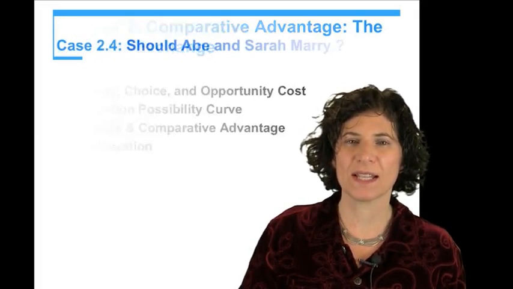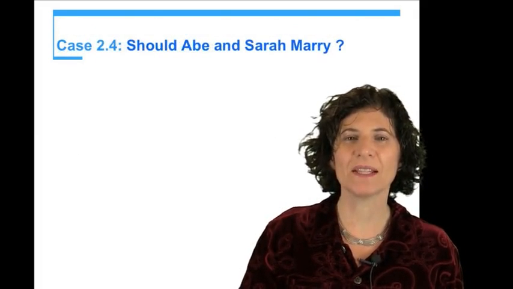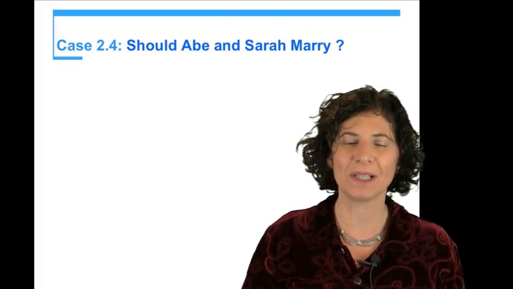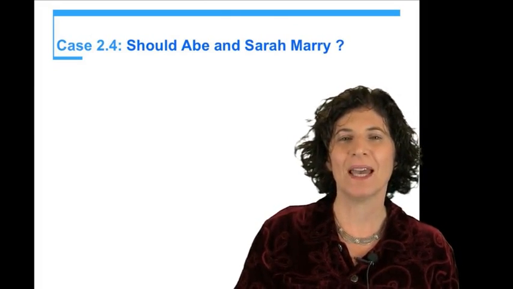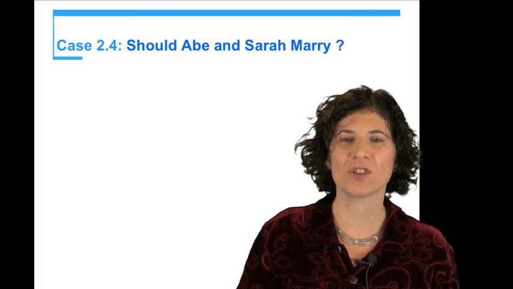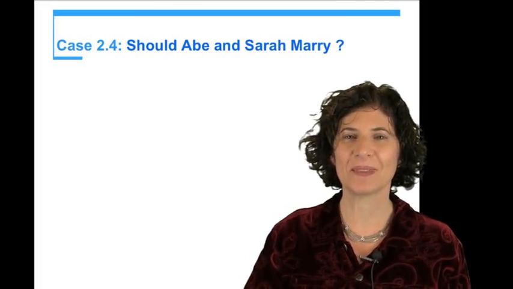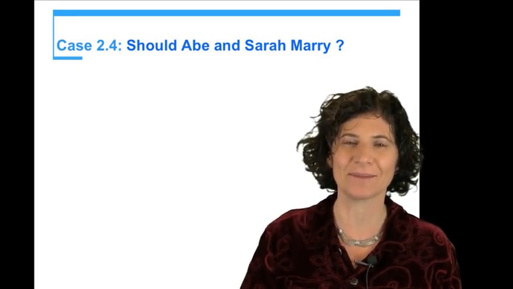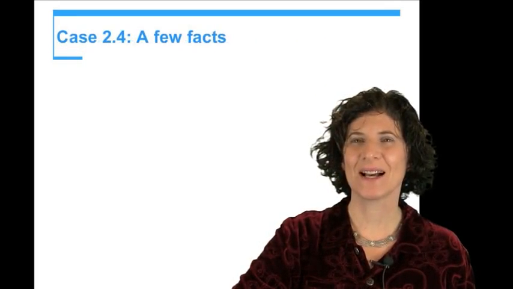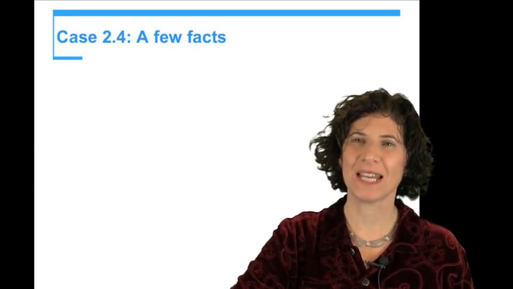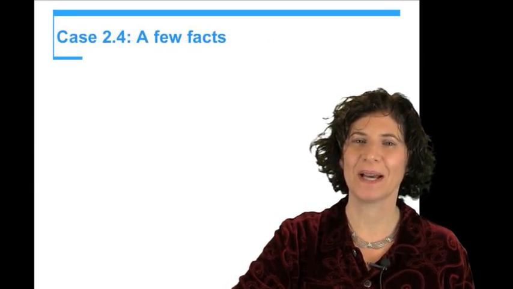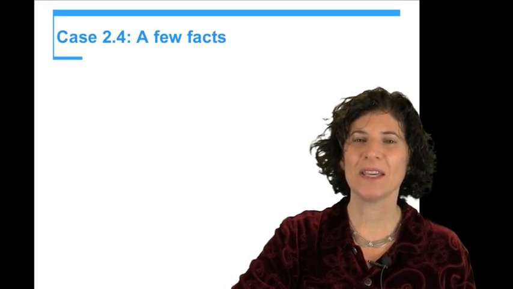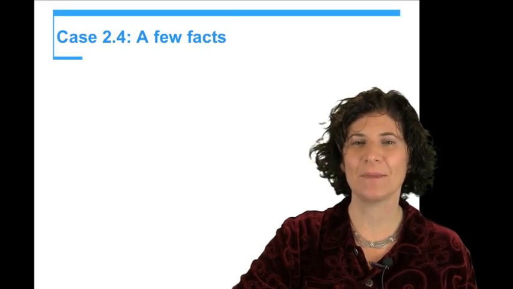So let's start with this example. In this example, we are in the role of marriage consultants. We have two people here, Sarah and Abe, and we have to decide whether or not they should marry. Let me tell you a little bit about Sarah and Abe, just to make the example more concrete. Let's put a little more data onto this example and make it into a numerical example. So here are a few facts about Abe and Sarah.